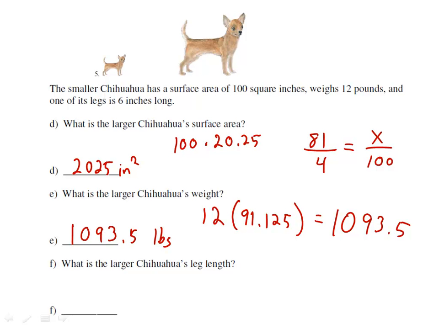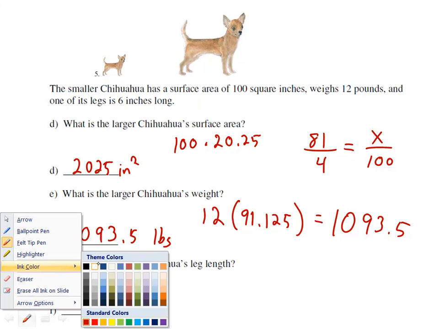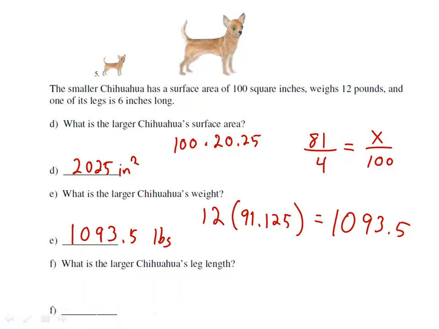All right? What about the larger Chihuahua's leg length? Now we're talking about straight length here. Let's get ourselves a different color. All right, so we got 6 inches, and our length ratio is just 4.5, or 9 over 2. So multiplying that out, we get 27. So this dog will give you a run for your money, so watch out. 27 inches, so this is how we relate.